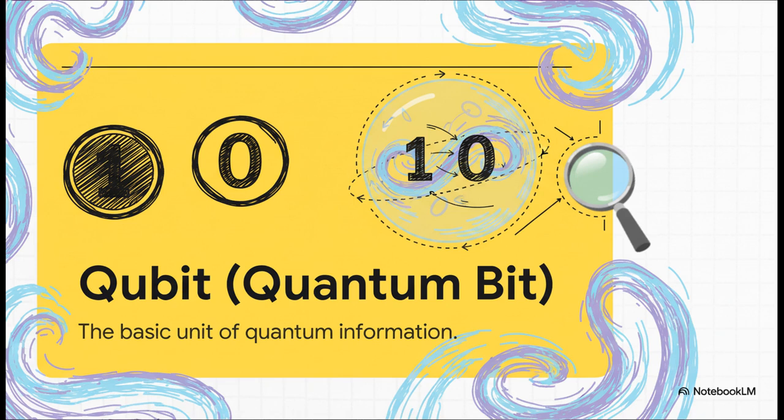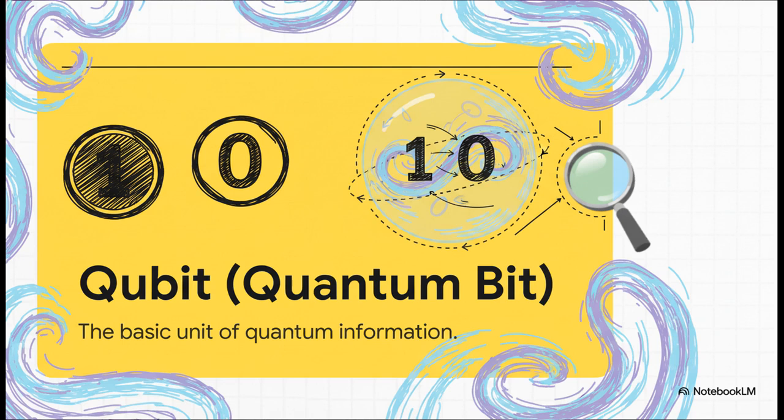So here's where things get a little weird in a really cool way. A regular bit has to be either a 1 or a 0. Think of it like a light switch. It's either on or it's off. A qubit, though, thanks to a quantum trick called superposition, can be a 1, a 0, or both at the same time. It's more like a dimmer switch that can be at any position, and all of them simultaneously. And this ability means it can hold and process an absolutely massive amount of information, way more than a classical bit ever could.